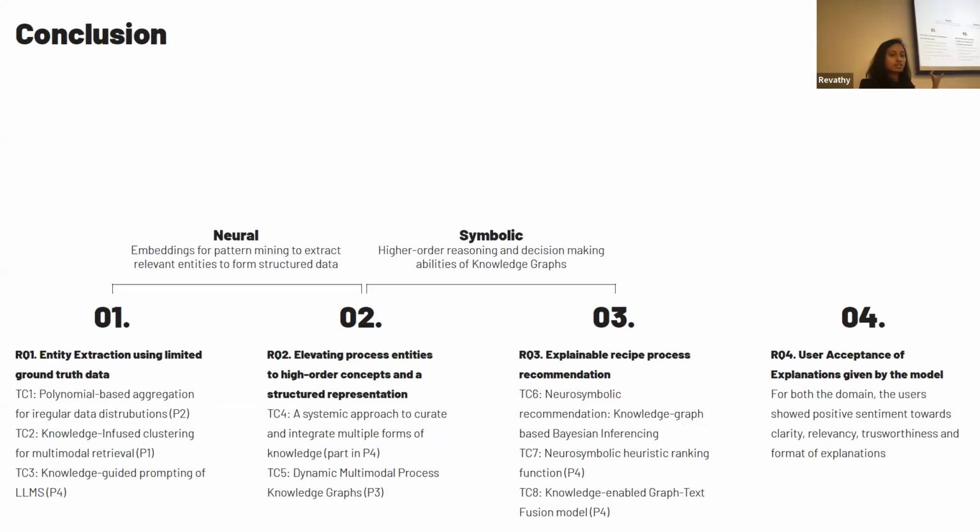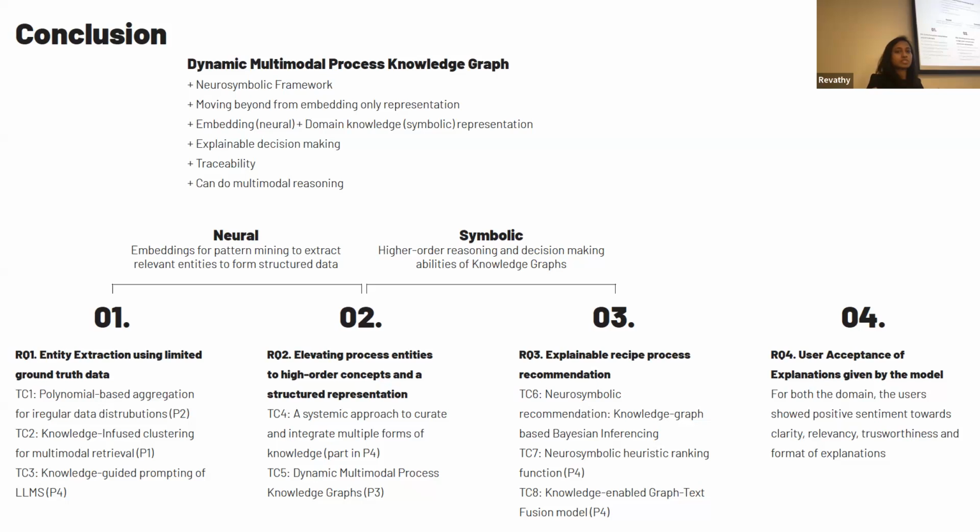When we put them together, we can observe that the first half of it, which involves entity extraction, was heavily reliant on neural network-based approaches. And the second half, which deals with decision-making and reasoning, was mainly dependent on symbolic reasoning. Putting the neural component and the symbolic component together, we came up with a representation called the dynamic multimodal process knowledge graph, which pushes beyond the embedding-based representation and also has semantic knowledge for each of the entities that we have extracted.